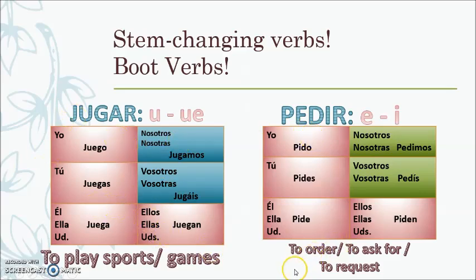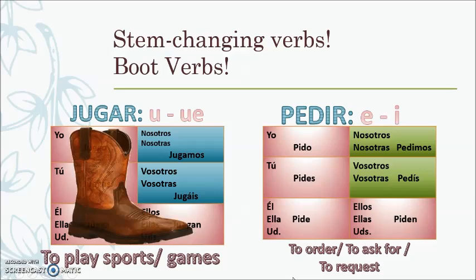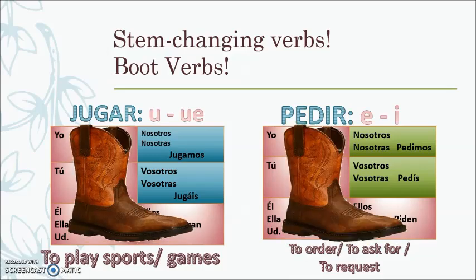Also, we can call these boot verbs because if we draw a circle or a box around the forms that stem change, it forms what looks similar to a boot. So, stem changing verbs, jugar U to UE, pedir E to I, and stem changes in all the four forms that you see the boot.